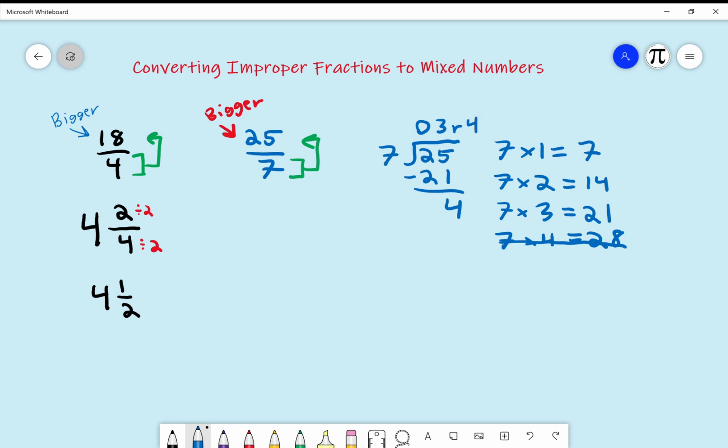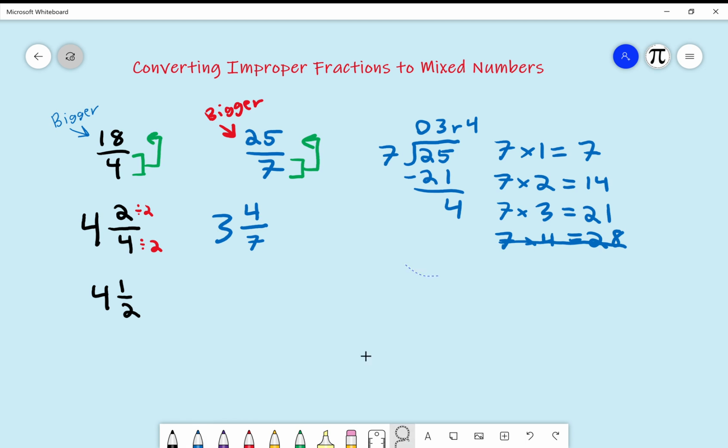Now, when I go back to my original fraction, I found out that 7 fit inside 25 3 times, so I'm going to put that number to the left-hand side of my fraction. My denominator, the number on the bottom, stays the same, so I keep that 7. And now my remainder, the amount left over, goes on top. It becomes the numerator of my fraction. Boom. That's it. Let's do one final example.